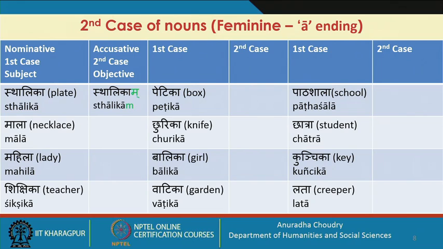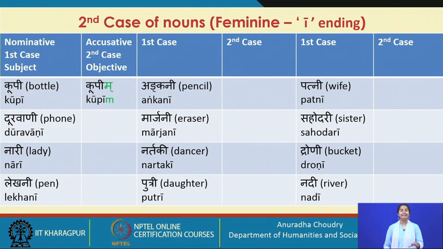So now let's do some practice on that. We have the word in the feminine akara ending here. So sthalika, sthalikam. Mala, malam. Now please do this action, because this will teach your body that the object case gets associated with the action. Mahila, mahilam. Shikshika, shikshikam. Petika, petikam. Churika, churikam. Balika, balikam. Vatika, vatikam. Patashala, patashalam. Chhatra, chhatram. Kunchika, kunchikam. Lata, latam. Uttamam.